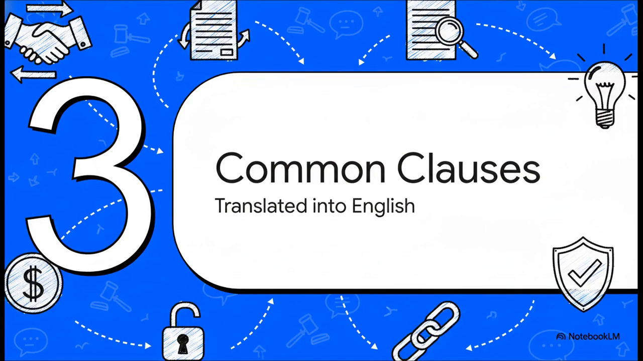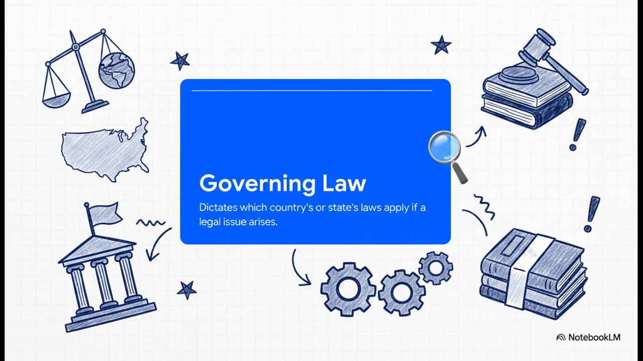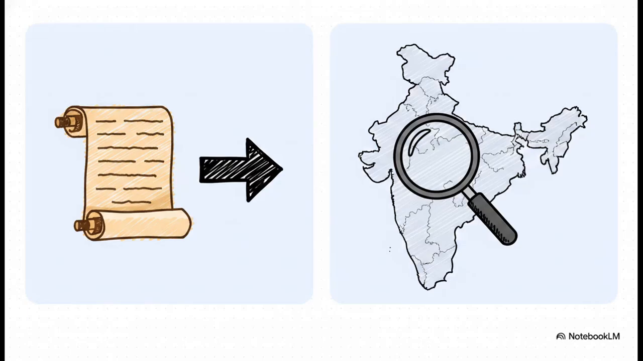So, let's get into Section 3, Common Clauses Translated. First up on our translation list is governing law, or sometimes you'll see it called applicable law. When you spot this, the contract is essentially asking, hey, if we ever have a legal issue, which specific rule book are we going to use to interpret this agreement? It dictates exactly which countries' or states' laws apply. So if the legal text says, this agreement shall be governed by the laws of India, the simple meaning is that if there's a dispute, we are using Indian law, and we are completely ignoring any other country's laws.